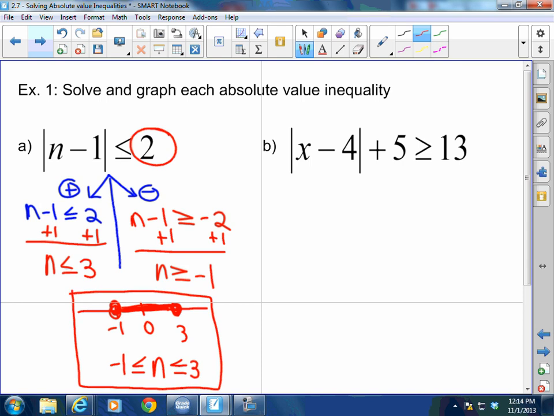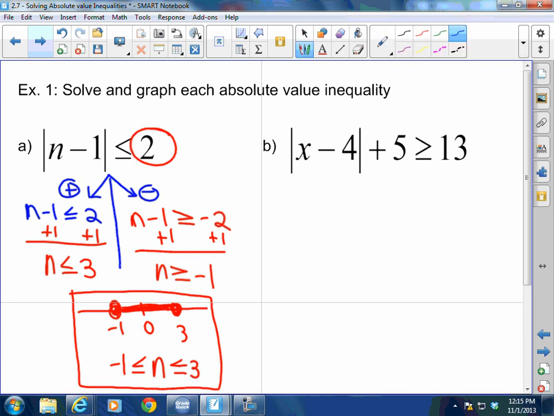If it's an or inequality, or graph rather, I can leave them separated, right? But if it's an and compound inequality, I must combine them. It's just the way it goes, okay? Does that make sense, guys? All right, let's keep moving.